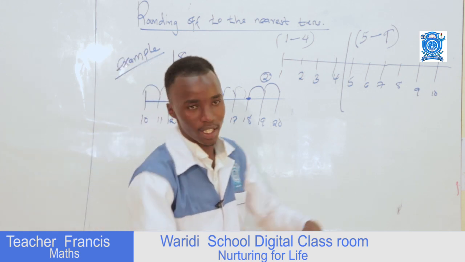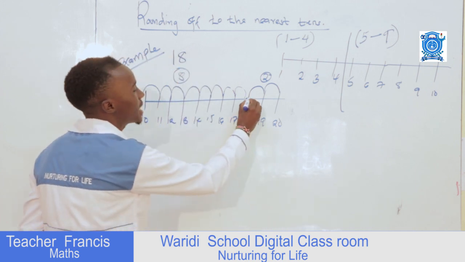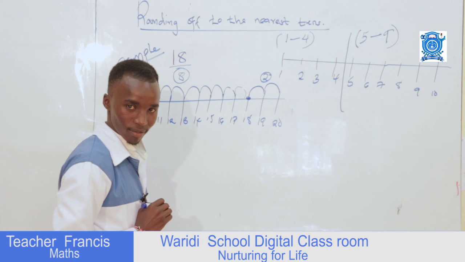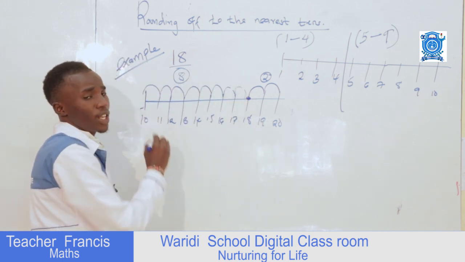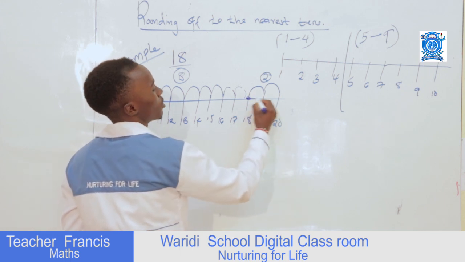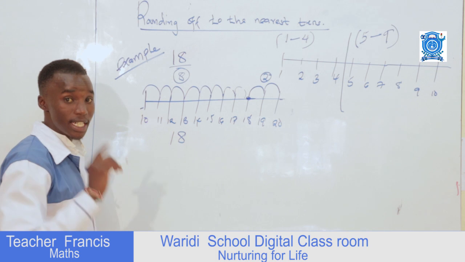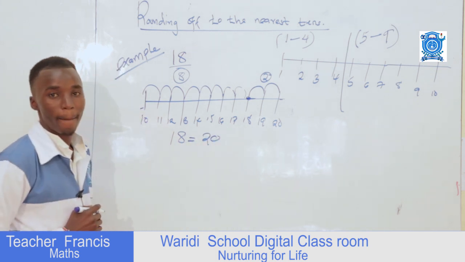You just walk and buy your things and go back to your house, to your home. So the nearest 10 from 18 is 20. Instead of wasting energy going backward until 10, you can just walk a small distance to 18. So if I round off 18, the nearest 10 will come as 20.